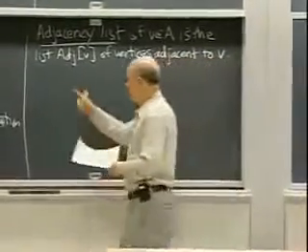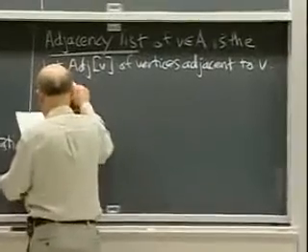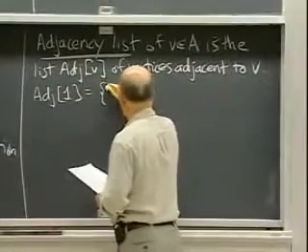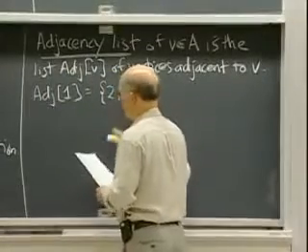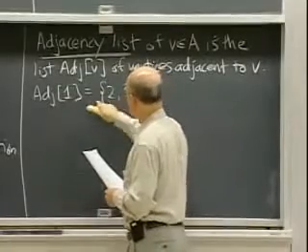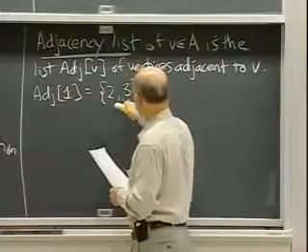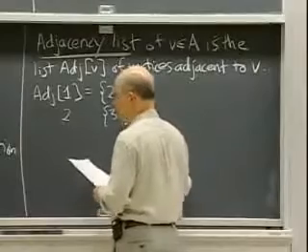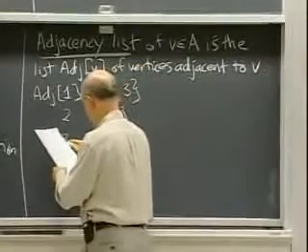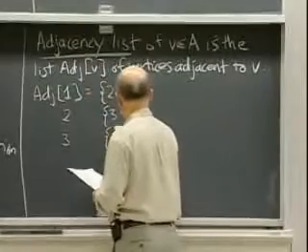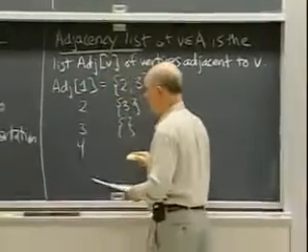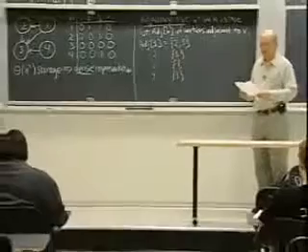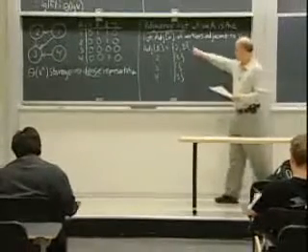So in this graph, for example, the adjacency list for vertex 1 is just the list or the set of 2, 3, because going out of 1 are edges to 2 and 3. And the adjacency list for 2 is just 3. For 3, it's the empty set, and for 4, it is 3.